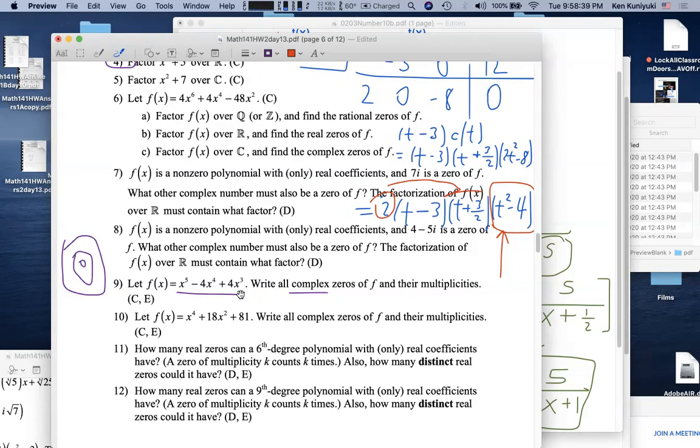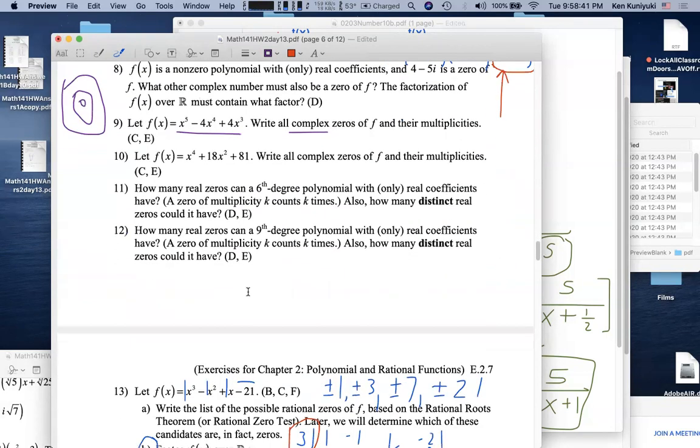And on number 12, why are there no zeros? Like, not zeros, but why is 0 not a real coefficient? How many real zeros on number 12? It starts at 1 instead of 0, like the even function. Right. How many real zeros can a 9-degree polynomial with only real coefficients have? And you're asking how many distinct real zeros?